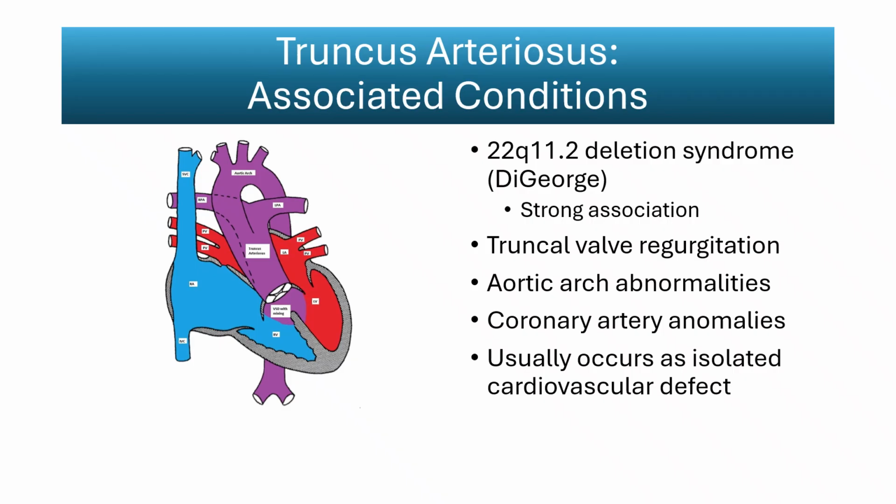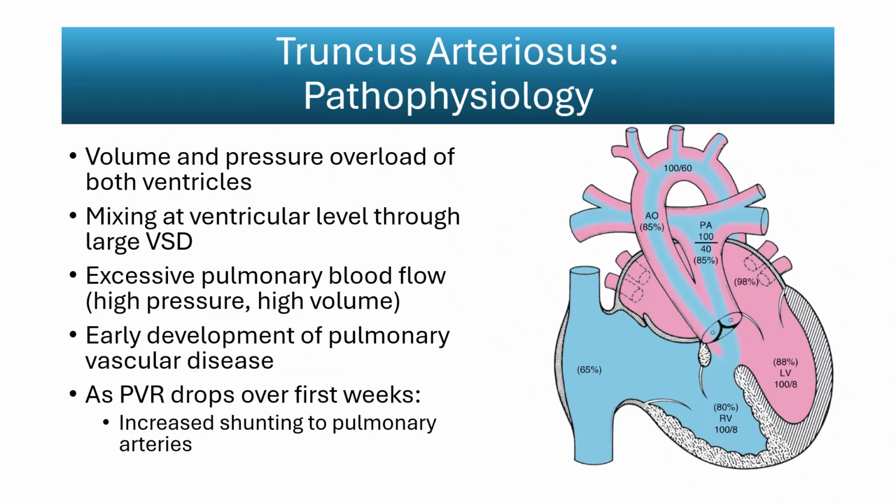While Truncus arteriosus usually presents as an isolated cardiovascular lesion, the presence of these associated conditions determines operative risk, long-term prognosis, and the need for genetic counseling. Identifying them early ensures that management strategies address not only the structural heart defect, but also the systemic features that may complicate care.